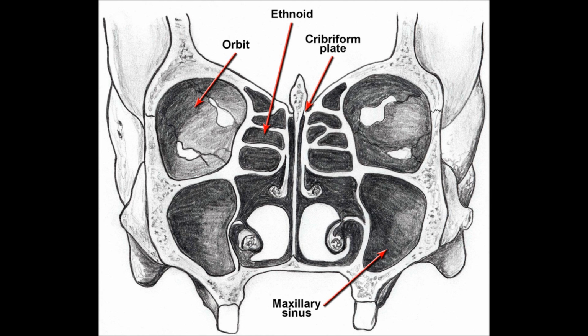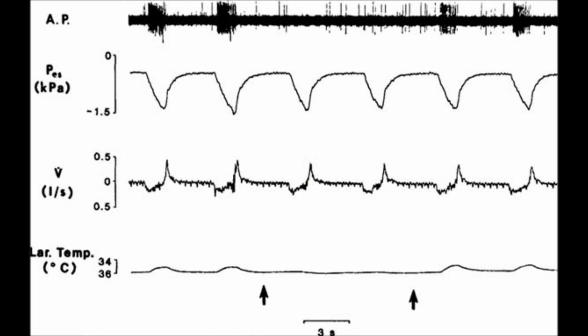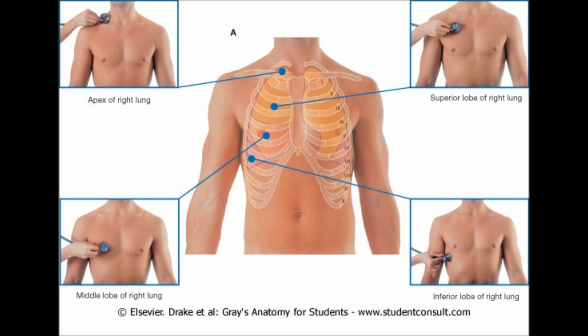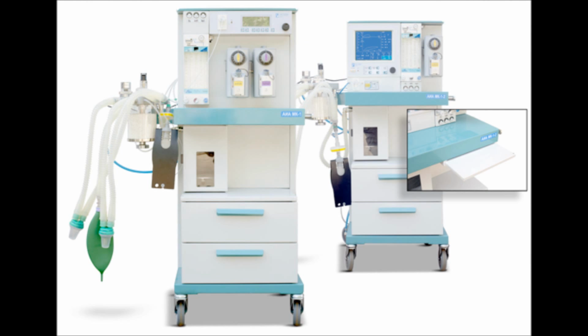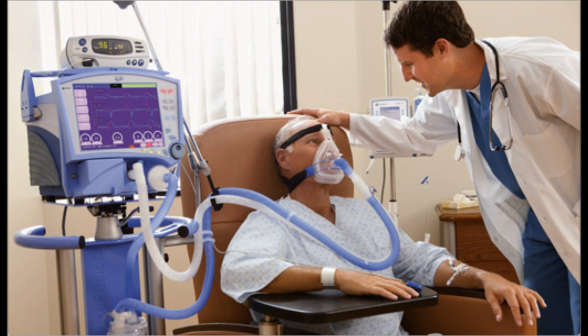After insertion of either an OPA or an NPA, what should you always check? You should always check for spontaneous respirations immediately. And what if respirations are absent or inadequate? You have to start positive pressure ventilations at once with an appropriate device. If adjuncts are unavailable, you have to use mouth to mask barrier device ventilation.